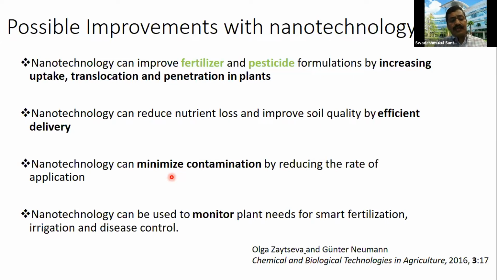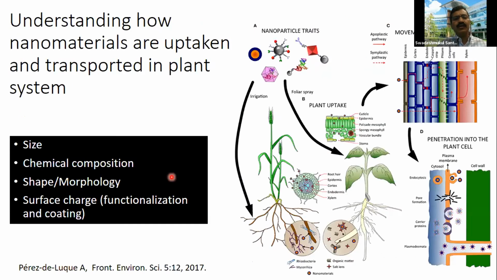And nanotechnology can also be used to monitor plant needs for smart fertilization. Now, if you look at human system versus plant system, we don't see much difference. Plants have major avenues of taking things from outside to inside the plant, like the root system that takes nutrients and water from the soil. Then the foliar parts, meaning leaf and stem tissues, are exposed to the environment, where we can apply agrochemicals, including nanomaterials, which can also be taken up through the leaf and stomata.